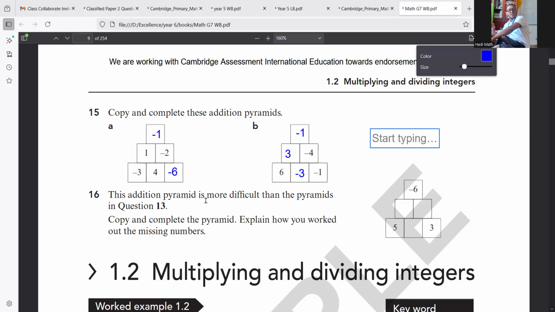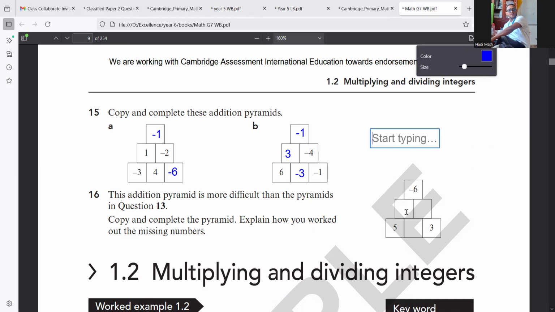This addition pyramid is more difficult than the pyramid in question 13. It's a copy and complete the pyramid. Explain how you worked out the missing numbers. Okay. My number on top here is negative. So the result of this number and this number must give me -6. I'm looking for two numbers that give me -6.